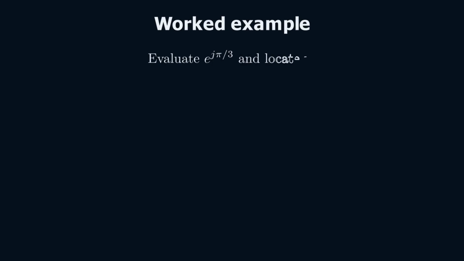Let's make it concrete, GATE style. Evaluate e to the j pi over 3. Step 1, apply Euler. Cosine of 60 degrees plus j sine of 60 degrees. Step 2, evaluate. 1/2 plus j root 3 over 2.